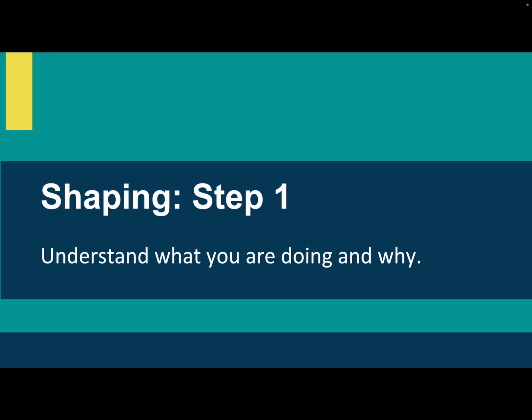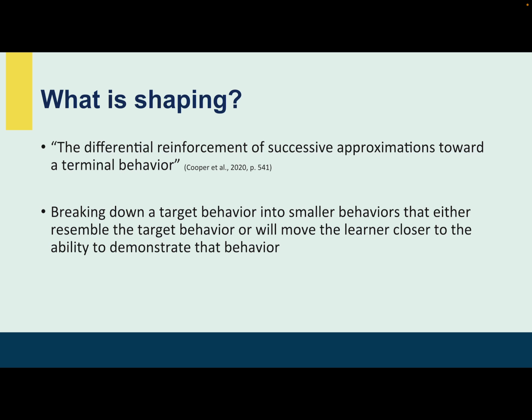The first step in shaping is to understand what you're doing and why you're doing it. Understanding the nature and process of a behavior change procedure is critical to implementing it with fidelity. Shaping is the differential reinforcement of successive approximations toward a terminal behavior.